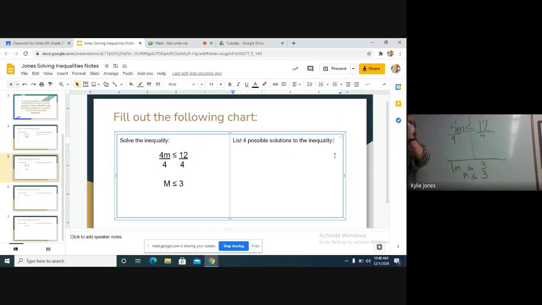That's okay. I want each of you to all give me a value that applies. Give me possible solutions for m being less than or equal to 3. If you're online, you can type out some answers too, and I'll get it on there as well.